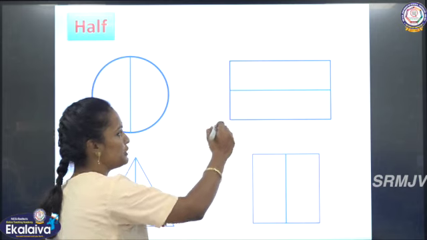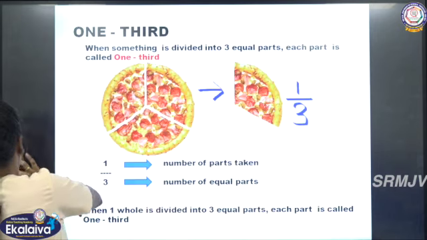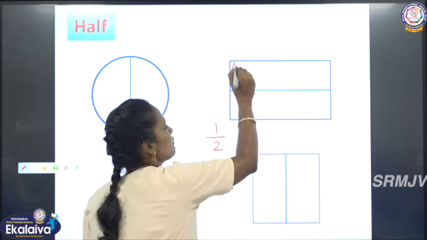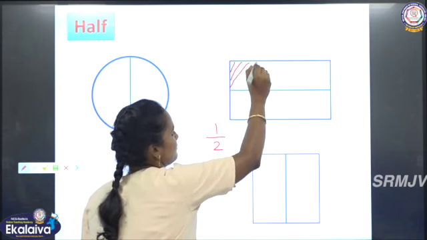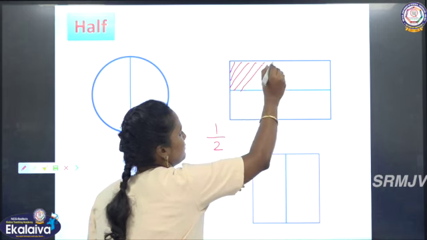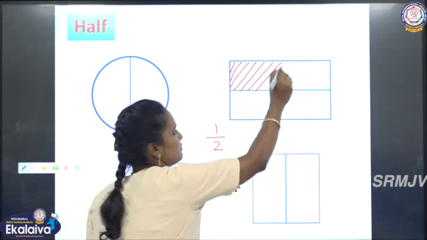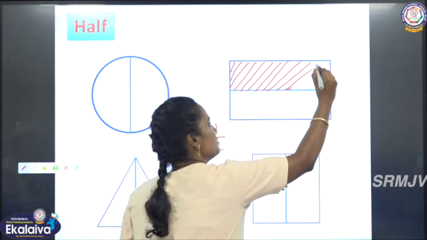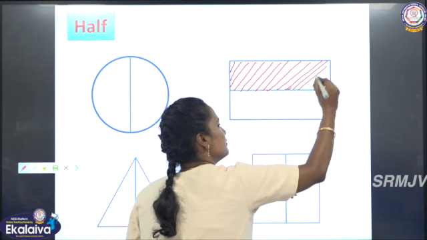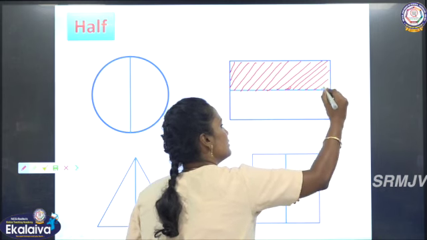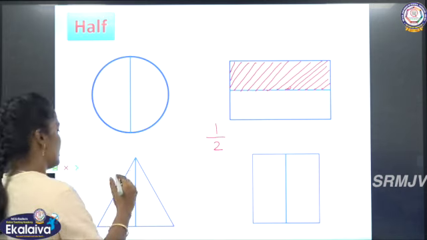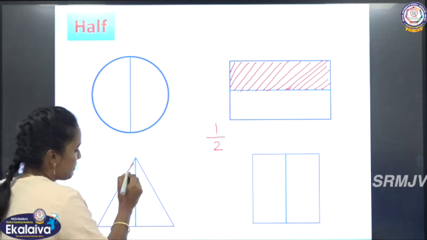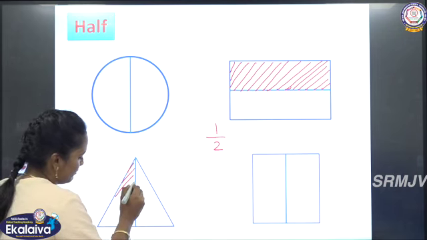When we are going to put a fraction like 1 by 2, 1 equal part has to be shaded. This is called 1 by 2, half. And here are a few more examples of half.